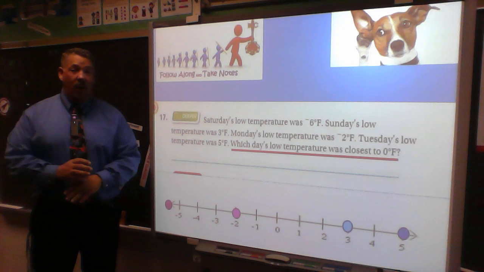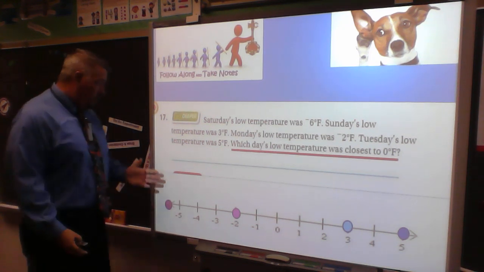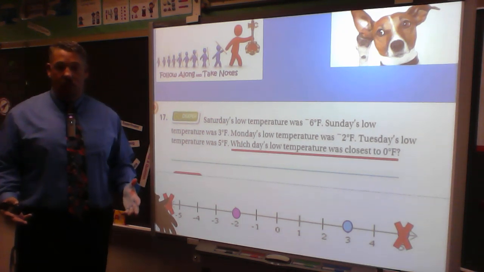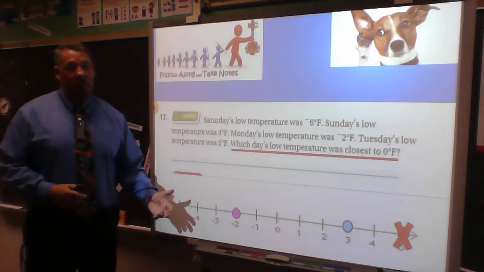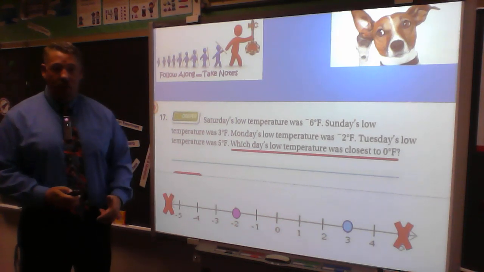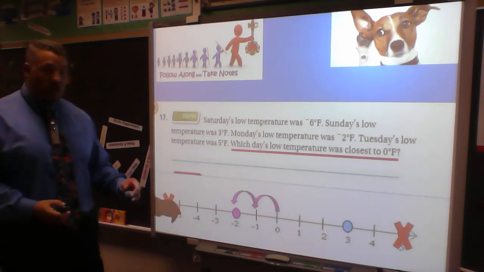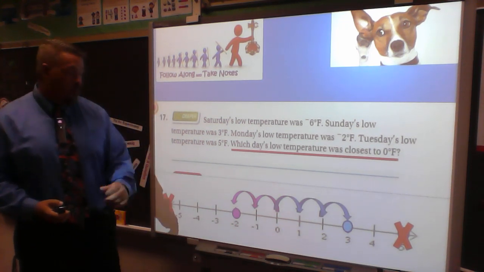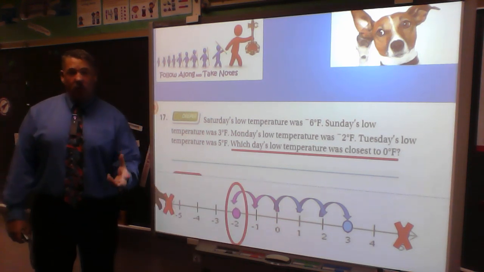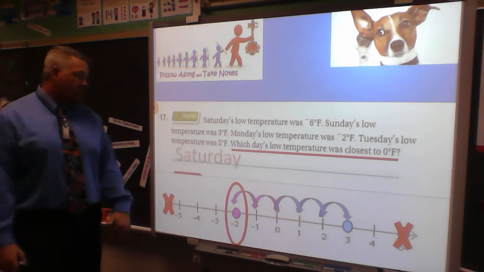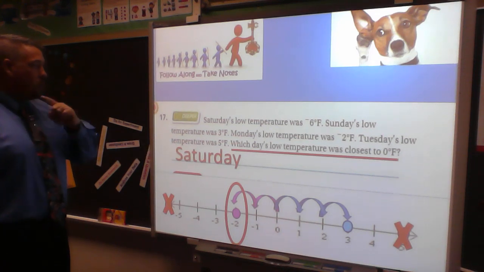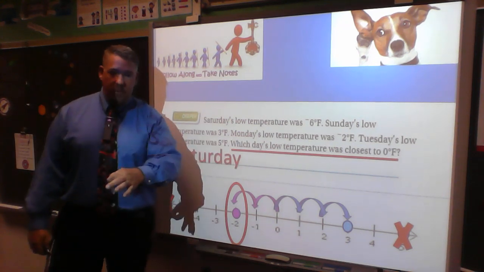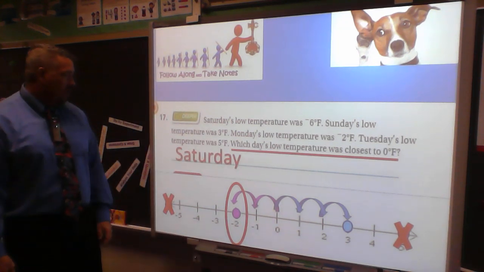I have 2 that I can automatically eliminate, right? The furthest away in both directions, I can get rid of those. I'm not even going to consider them. Which one's closest to 0 between the -2 and the +3? Well, when I look at the -2, it is 2 steps compared to the 3, which is 3 steps. So I know that this value has to be closer to 0. So my final answer then is Monday, because what it asks is which day's low temperature. So my answer has to be Monday.